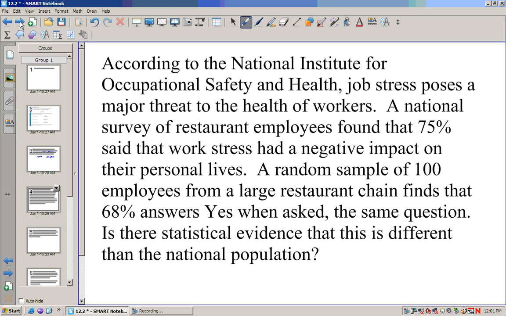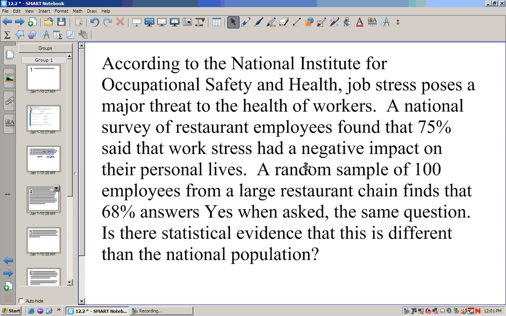All right, here's an example. According to the National Institute for Occupational Safety and Health, job stress poses a major threat to the health of workers. A national survey of restaurant employees found that 75% said that work stress had a negative impact on their personal life. A random sample of 100 employees from a large restaurant chain finds that 68% answer yes when asked the same question. Is there statistical evidence that this is different from the national population?